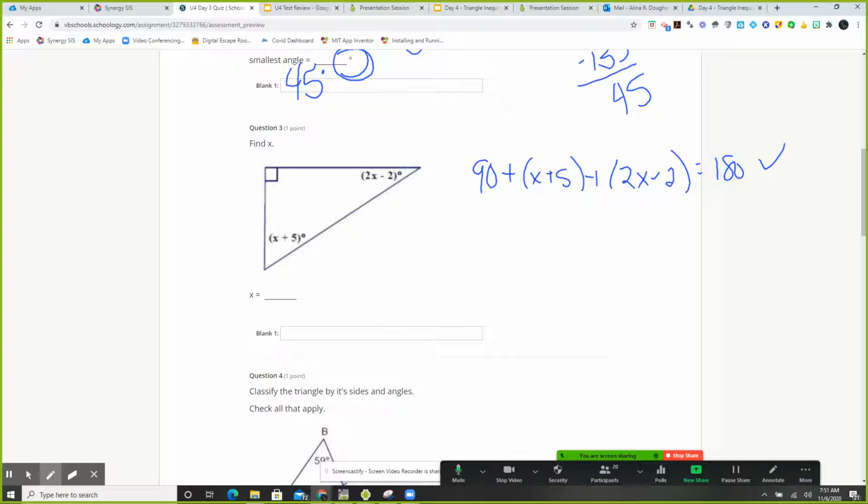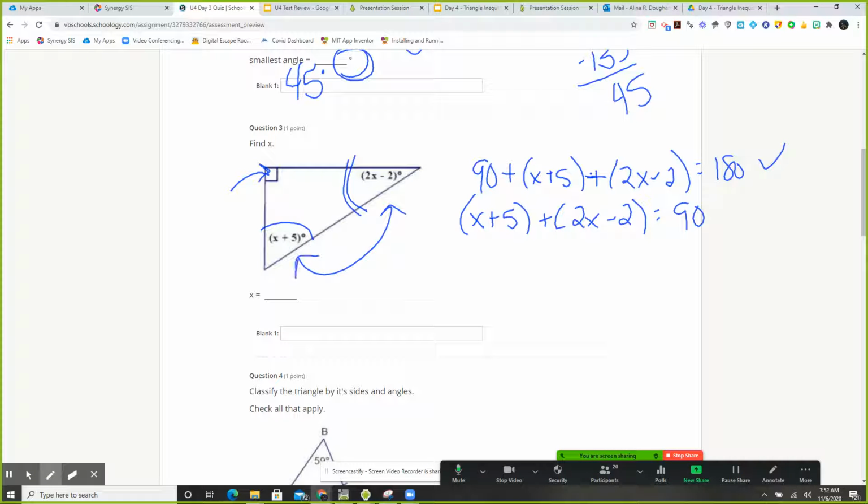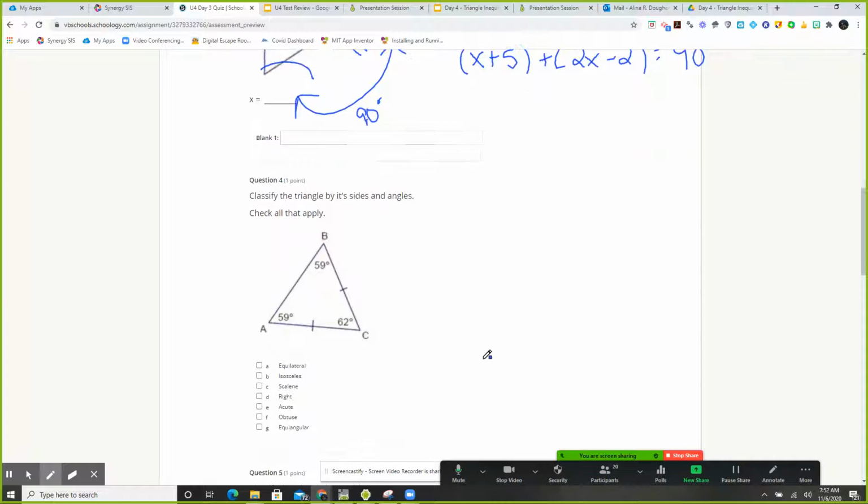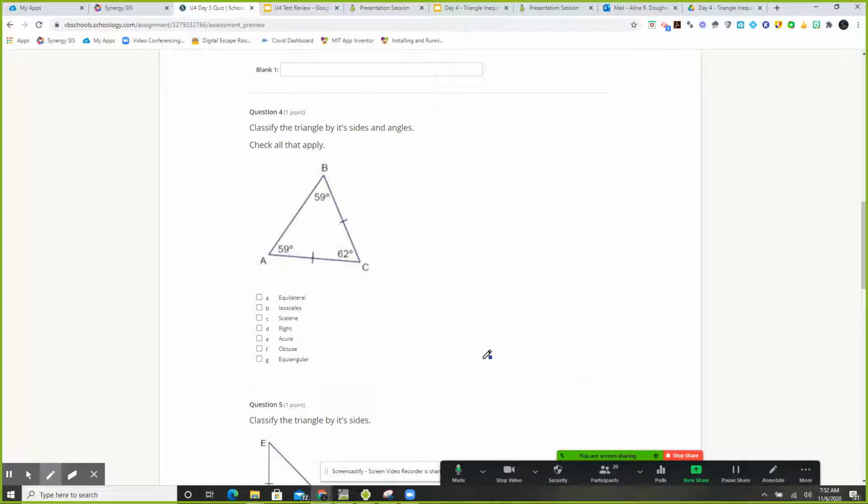Anybody else have a different equation they like to do for that kind of question? If I know this angle is 90, what do these two angles have to add up to? What I'm reaching for is x plus 5 plus 2x minus 2 equals 90. The two acute angles in any right triangle have to add up to 90 degrees. So either of these equations are going to work 100% of the time. It's just whatever your brain sees and whatever you think of in that moment. Okay?